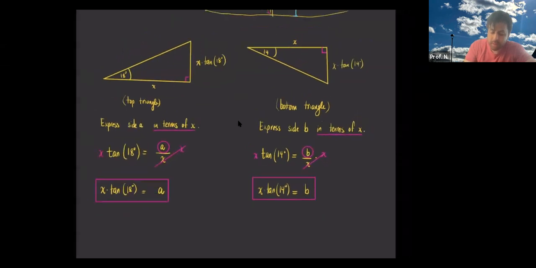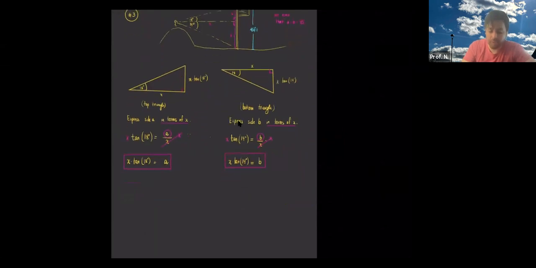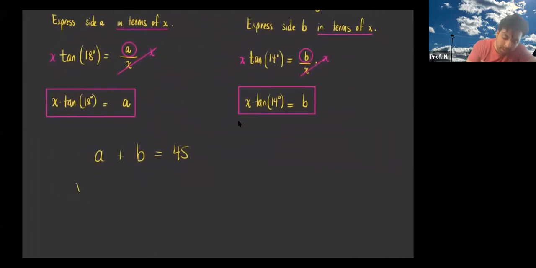And what do we know in the beginning? We knew that in the beginning, A plus B equals 45. So what am I going to do here? I'm going to say A plus B equals 45. But I know what A is. A is X times tangent of 18 degrees. And B is X times tangent of 14 degrees. And this equals 45. I am not going to use my calculator as of yet. I'm going to use it at the end.